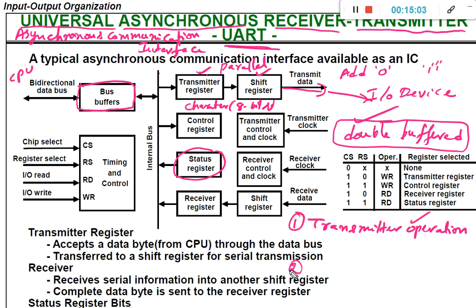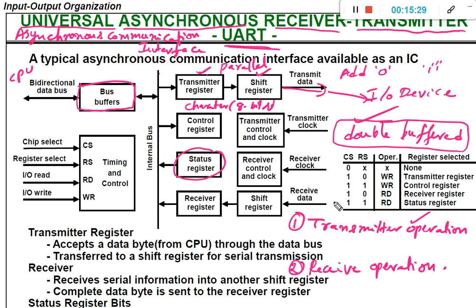Next, the second operation is the receive operation. How is the receive operation carried out? For the receive operation also, we are going to use the same circuit. The same circuit will be used for both the transmission as well as the receiving operation. The receive operation is done from the I/O device to the CPU.